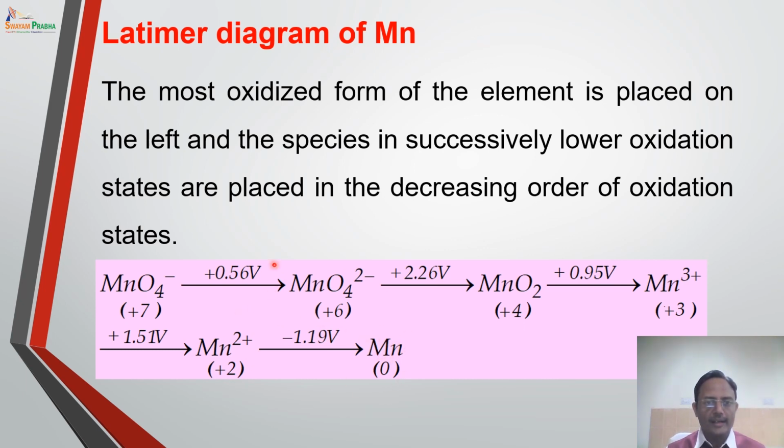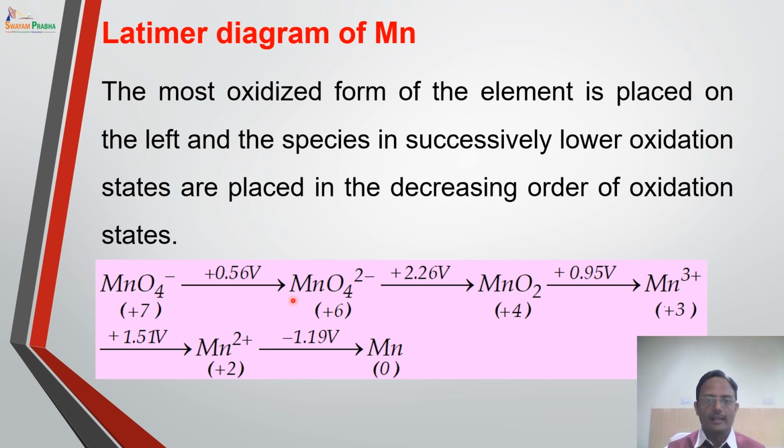And you will find that there are arrows between each two species and some value is written over these arrows. This is the reduction potential for the conversion of Mn7+ to Mn6+. In general we call it an electrode potential of the MnO4⁻, MnO4²⁻ system. Now if this value of reduction potential is positive, then this process is feasible in the forward direction. If it is negative, it is not feasible in the forward direction.